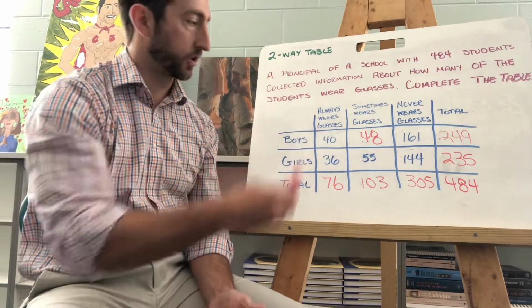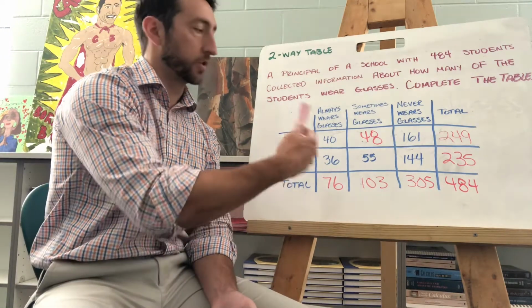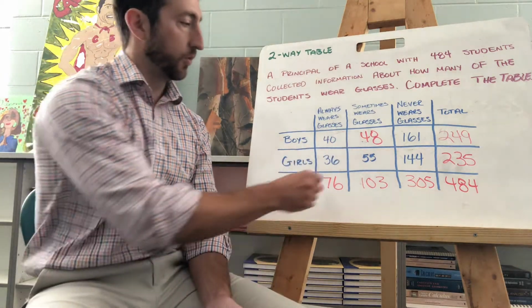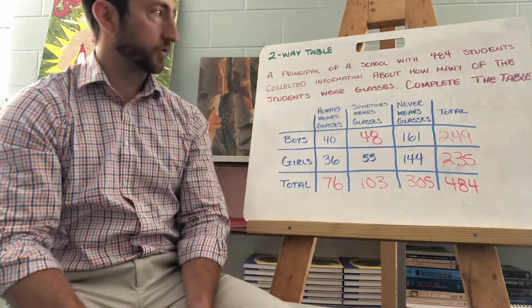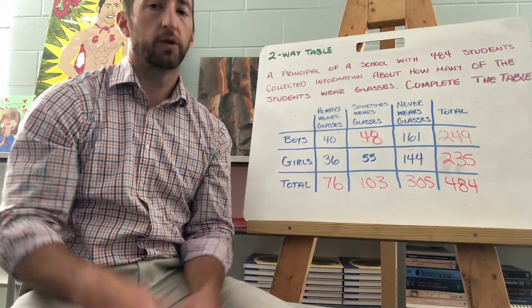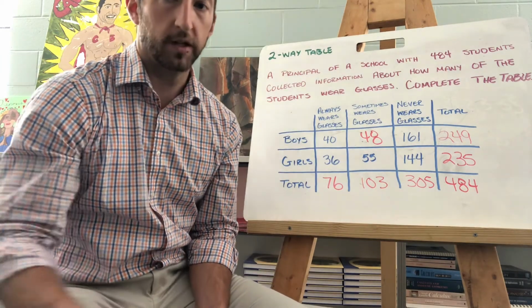And so then we can answer our questions about how many girls sometimes wear glasses, or how many boys sometimes wear glasses, or how many people in the school, or that were surveyed, never wear glasses. So we can answer questions like that. And that's two-way tables.